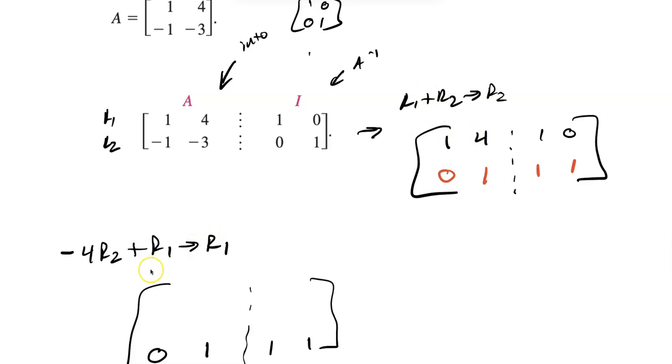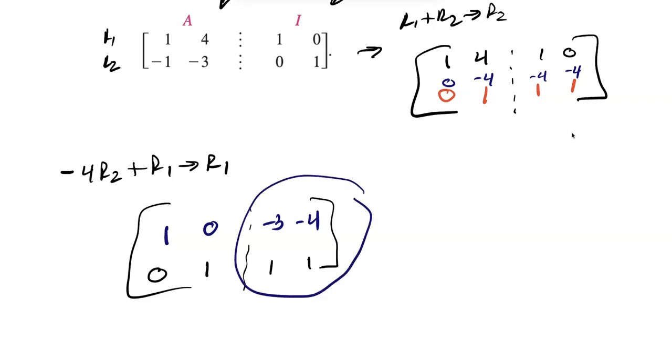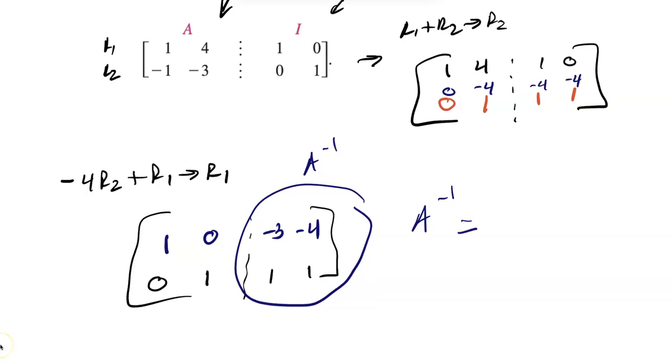And then let's do the thing I said here. We're going to multiply row 2 by -4, so 0, -4, -4, and -4. Then we're going to add them up and make that my new row 1. So 1 plus 0 is 1. 4 plus -4 is 0. 1 plus -4 is -3. And then -4 plus 0 is -4. And this guy is my inverse. So that's -3, -4, 1, and 1.